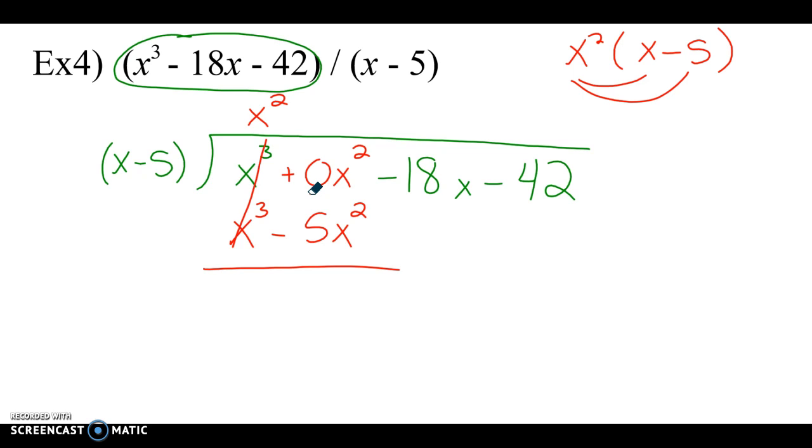Okay, I'm gonna quiz you guys. What's gonna go here? It's the hardest part. Negative 5. No. 5x squared. Nothing. 0 minus negative 5 would be 5. 5x. Minus 18. Bring down the next term. And we get back on the merry-go-round.